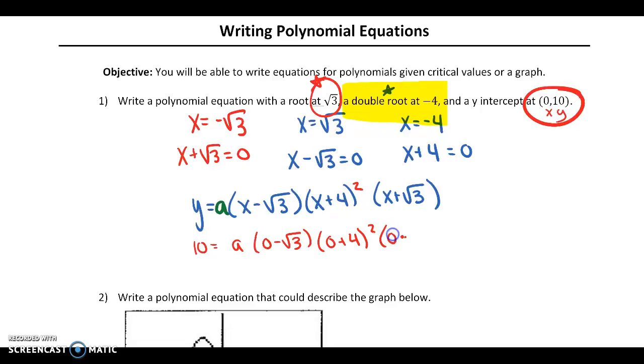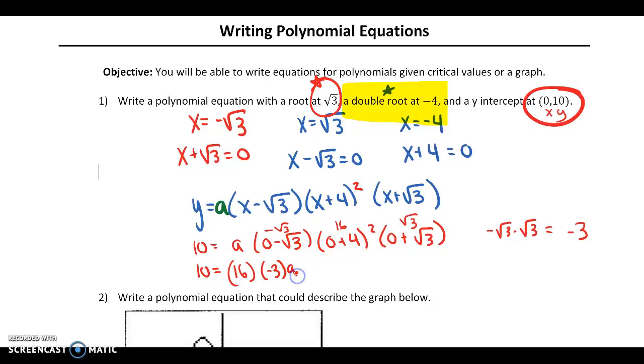You should be doing this on your own. Okay, solve for a. I get, let's see, this is going to be 4 squared, which is actually 16. So I'll have 16. This will be negative root 3 times positive root 3. And if you do negative root 3 times positive root 3, well, root 3 times root 3 is really root 3 squared, so it's going to undo each other, and it's just going to be negative 3. So I will have 16 times negative 3 times a.